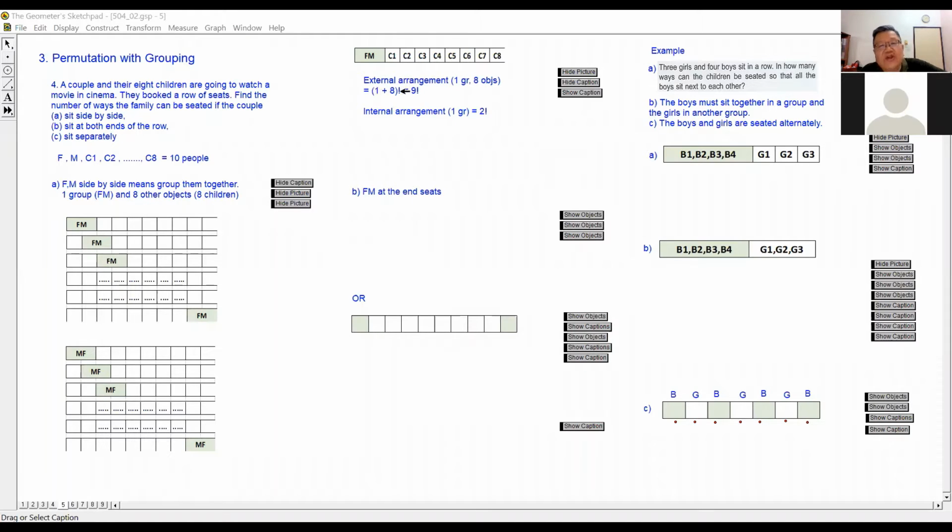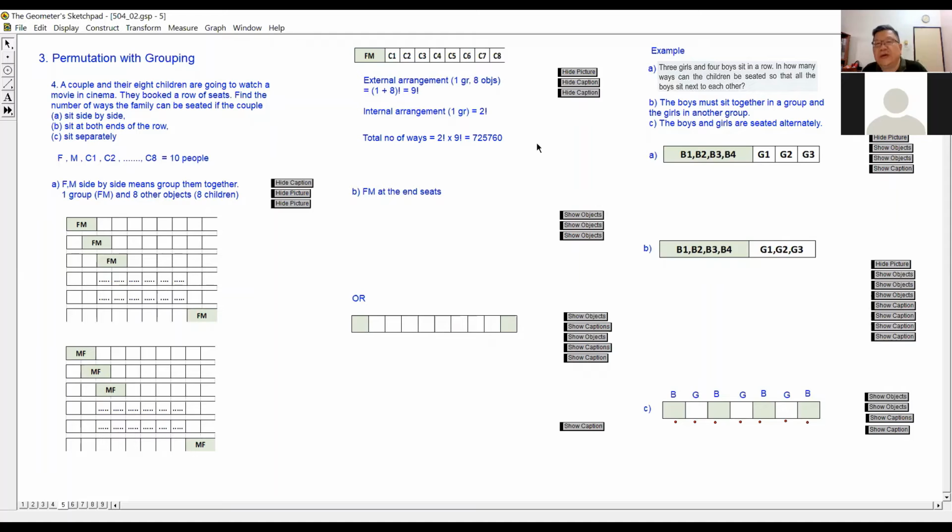The external arrangement is 9 factorial. The internal arrangement is 2 factorial. So how to find? So we have 2 factorial times 9 factorial, 725,760.